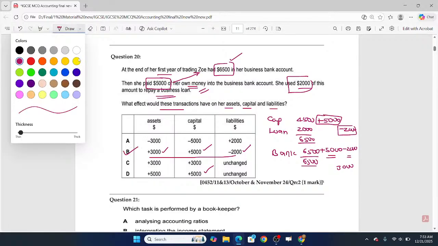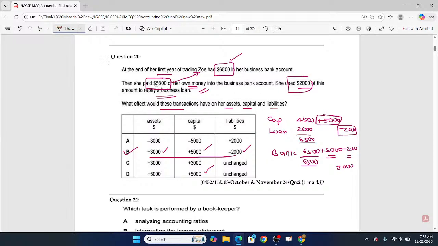Now, what's the ultimate impact here? You think over here. The 5,000 is further capital introduced by the owner. So capital increases, bank balance increases after this transaction. This is transaction number one. Transaction number two, she used 2,000 of this amount to repay the business loan. So the business loan is repaid. So loan is decreasing by 2,000 as well as the bank balance also decreases by 2,000. This is transaction two.